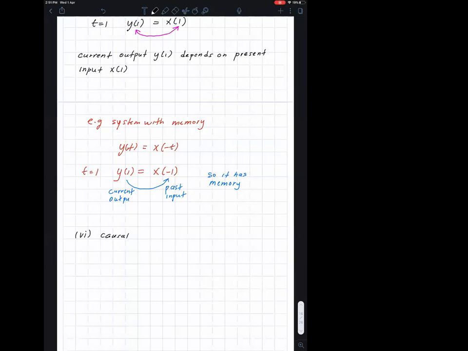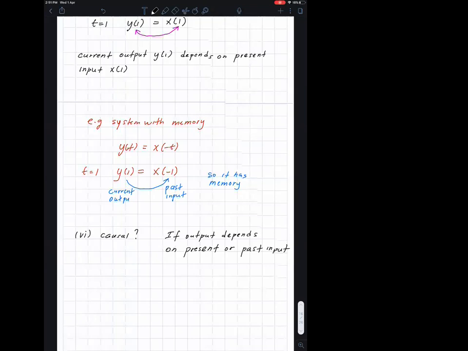Is this causal? Causal means if your current output depends on present or past input, then it's causal. You already saw this from what we did previously, remember?